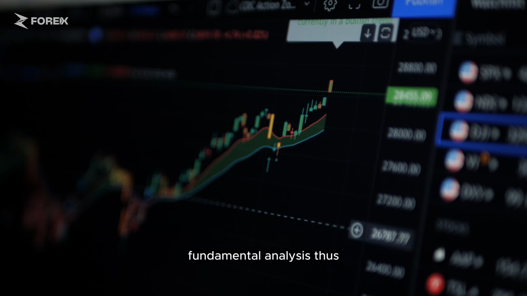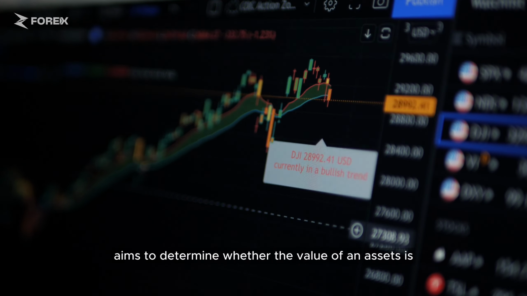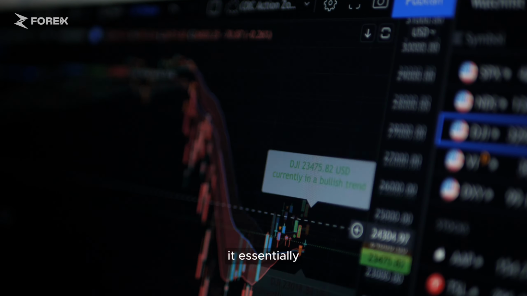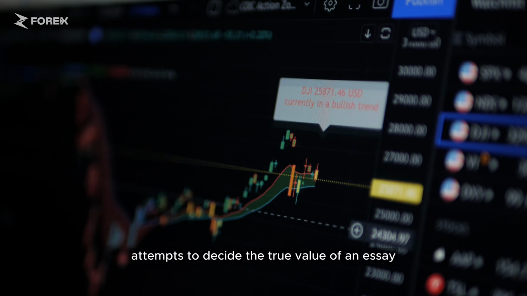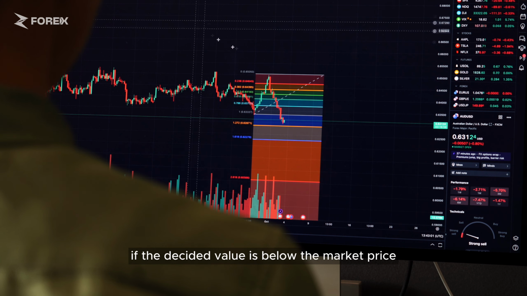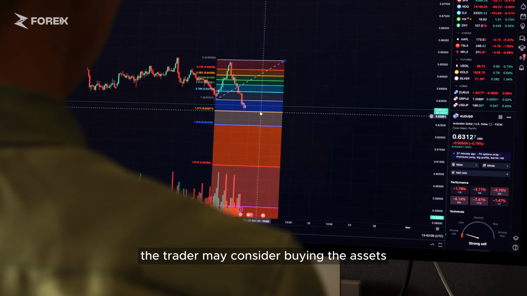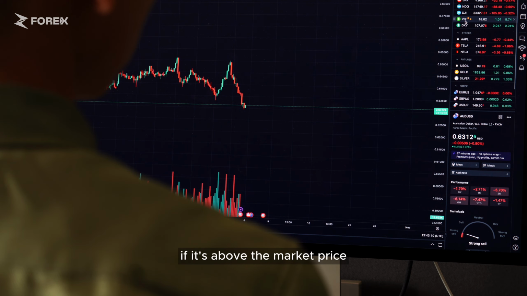Fundamental analysis, though, aims to determine whether the value of an asset is undervalued or overvalued. It essentially attempts to decide the true value of an asset. If the decided value is below the market price, the trader may consider buying the asset. If it's above the market price, then you may consider selling it.